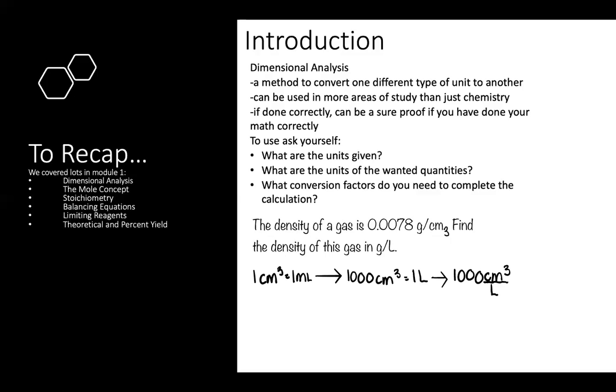First, we want to realize that 1 centimeter cubed is equal to 1 milliliter, and therefore 1,000 centimeters cubed is equal to a liter. Using this information, we create a conversion factor of 1,000 centimeters cubed per liter, multiplying this by our value in grams per centimeters cubed. The centimeters cubed will cancel out with the centimeters cubed of the conversion factor, and we will be left with 7.8 grams per liter.